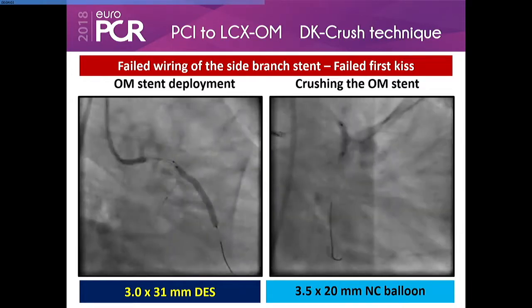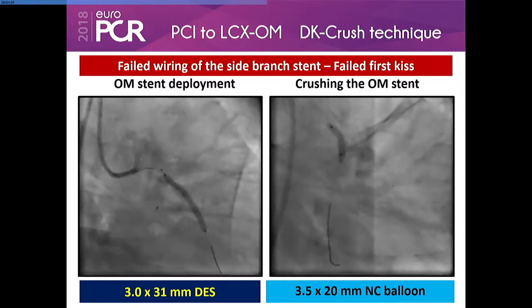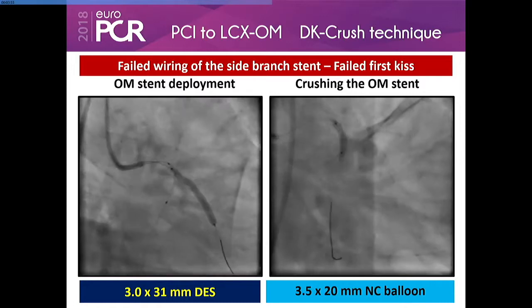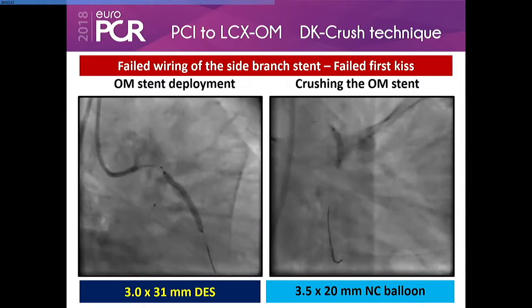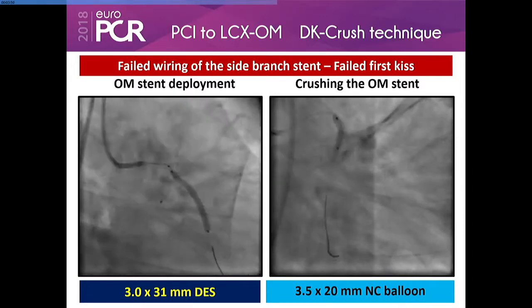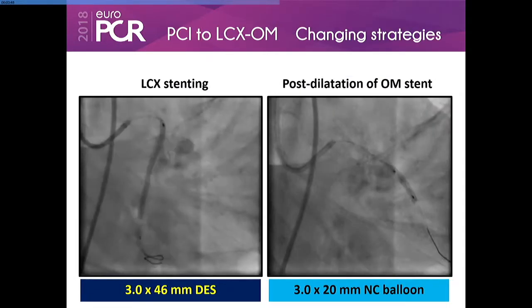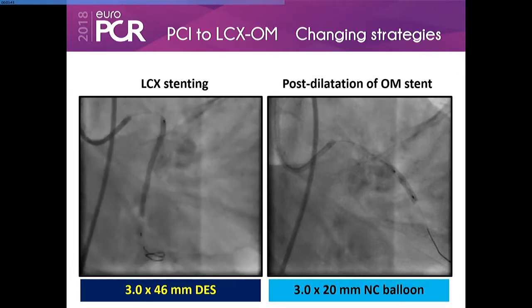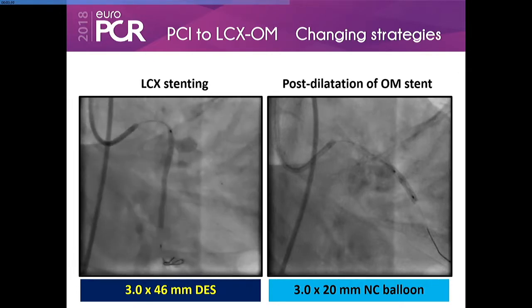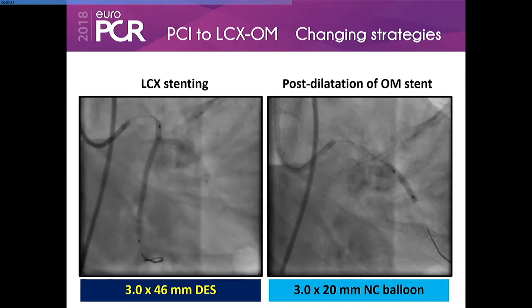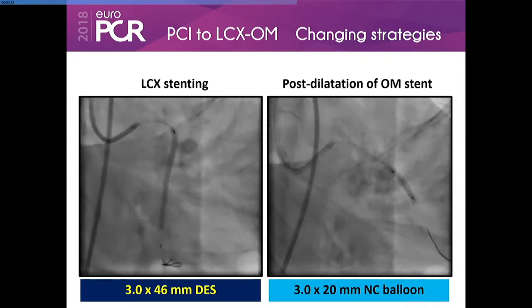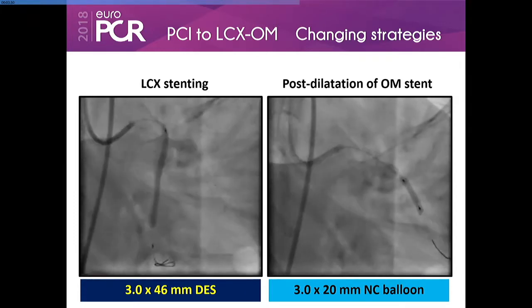So we had to change our strategy. We thought that if we stepped back to the classical mini-crush technique, we might be able to change the bifurcation area, and we finally might be able to recross the side branch. We did this, and it was surprisingly easy to pass a 3.0 × 46 millimeter stent into the LCX, and we performed post-dilation to the LCX stent with a high-pressure balloon, and then we drew back the wire, and we were finally able to recross the side branch stent.